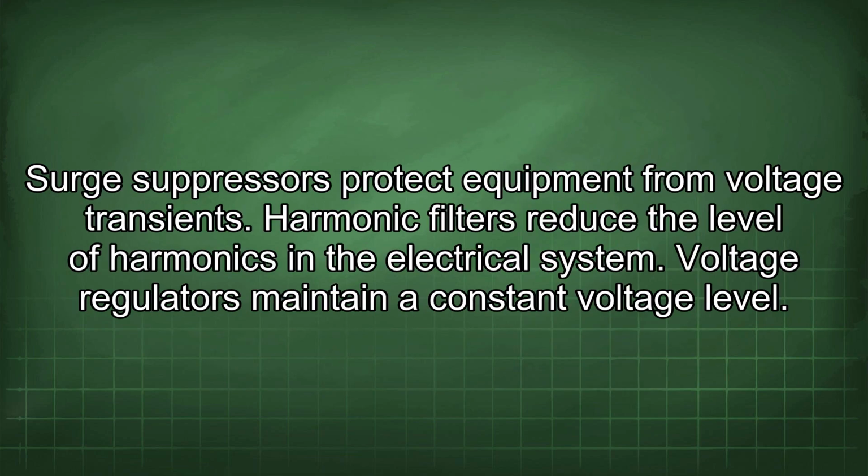Surge suppressors protect equipment from voltage transients. Harmonic filters reduce the level of harmonics in the electrical system. Voltage regulators maintain a constant voltage level.